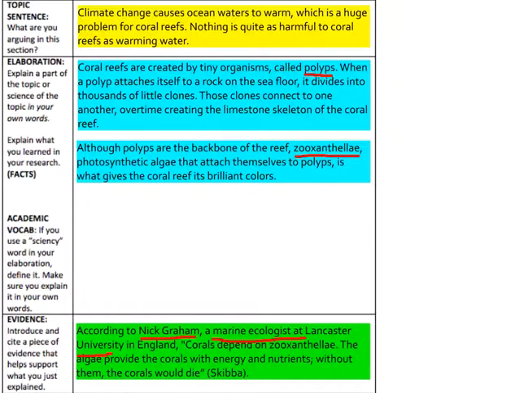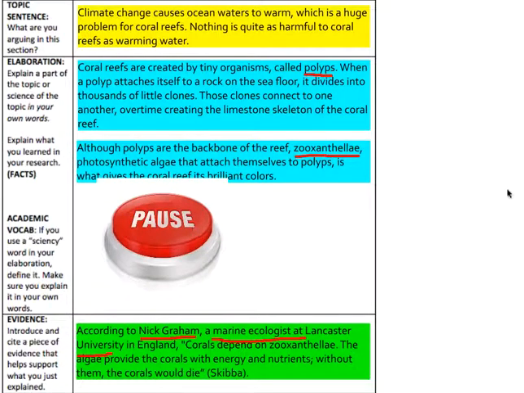So I'm going to ask you to pause the video right now and to go decide on a piece of evidence, whether that's testimony, a statistic, or an example that you can use that's going to support what you just said in your elaboration.